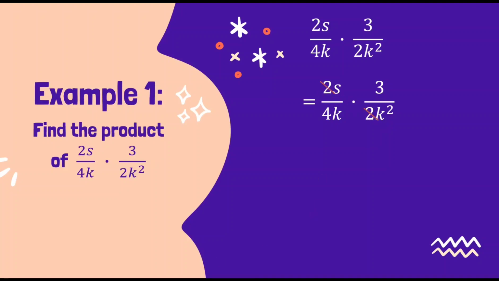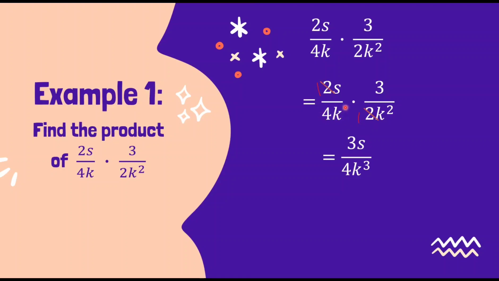So, it becomes 1. And it becomes 1 also kasi kinancel na natin. And then, the next step is to multiply. So, let us multiply. 1 times s, we have s times 3, we have 3s. And then, we have 4k times k squared, we have 4k cubed. Okay, so when multiplying the variable, you just need to add the exponent.